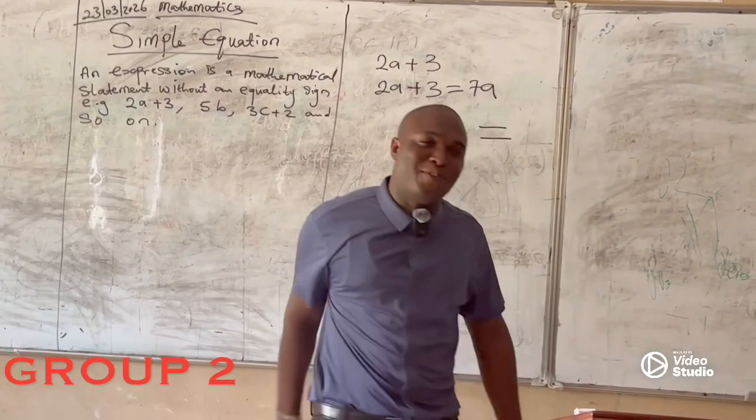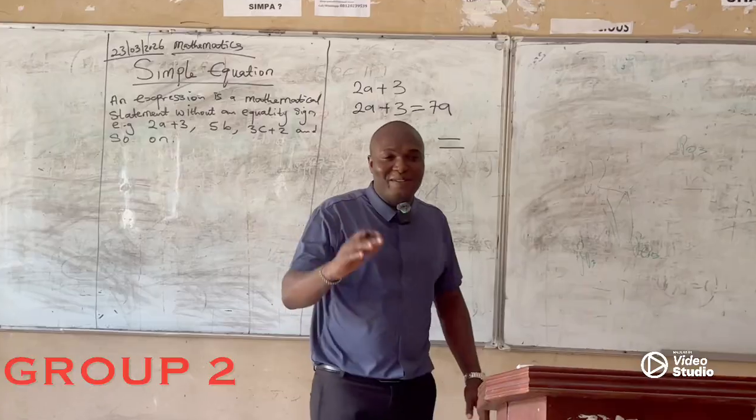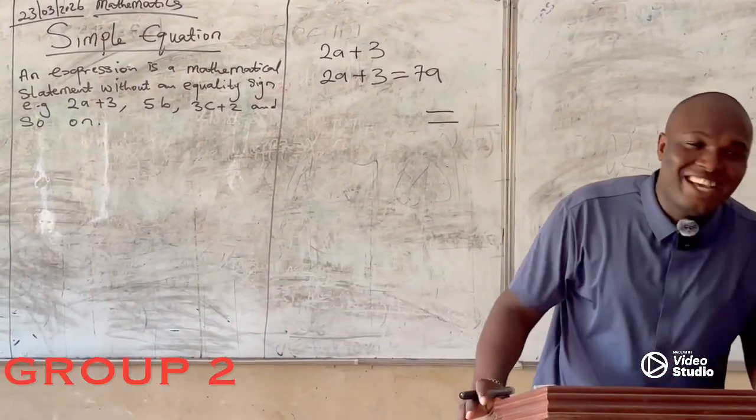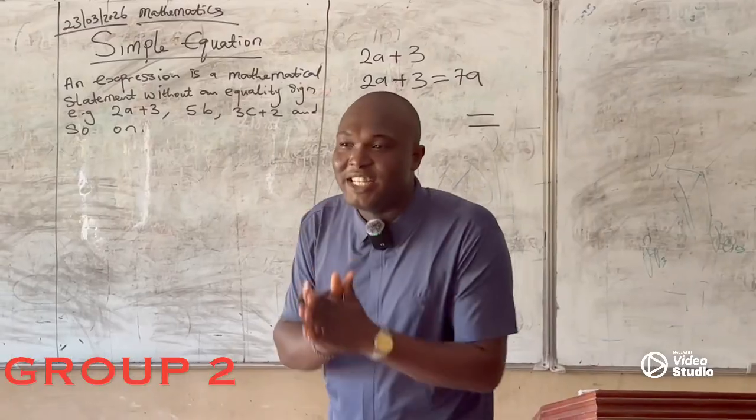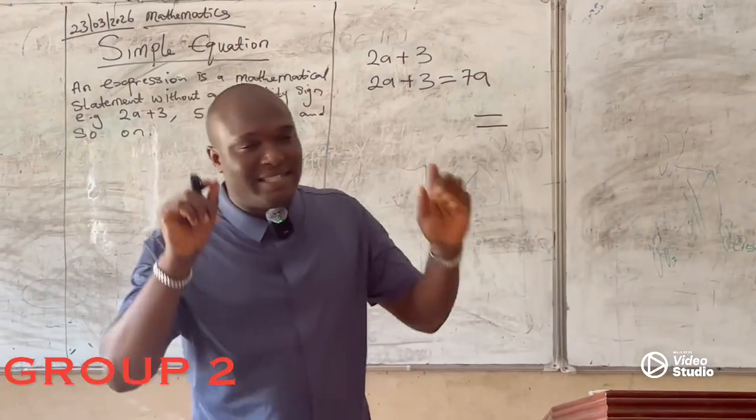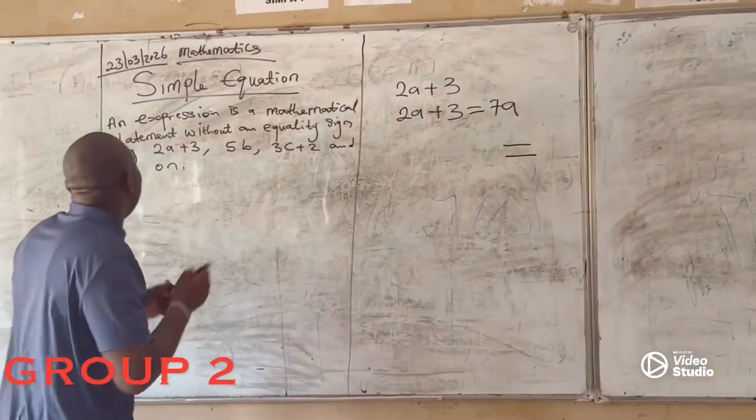Beautiful. A round of applause for her. Yes. A round of applause for her, please. Yes. An equation or a simple equation is a mathematical statement with an equality what? Sign. Let's take note of that. Let's write it down.